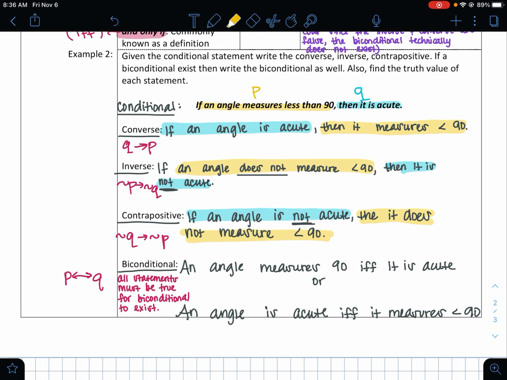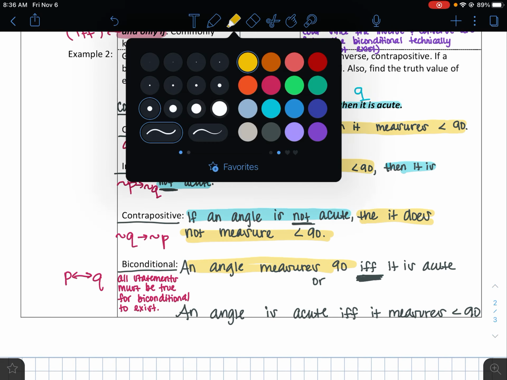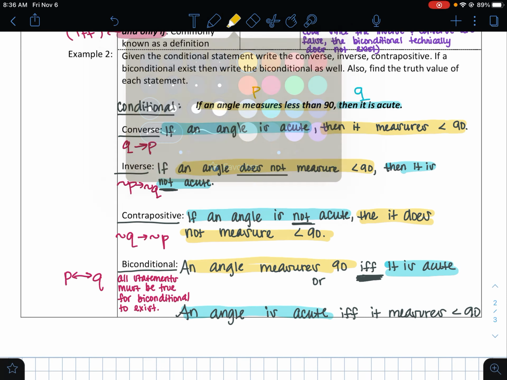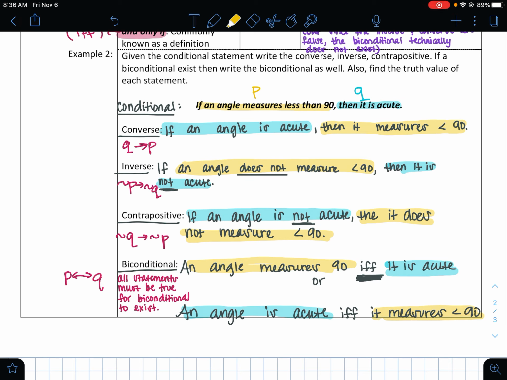All right, and then for the biconditional, an angle measures 90 degrees if and only if it is acute. And of course, you could also write it backwards. That's why the arrow goes both directions, because it's true in either direction. All statements must be true for the biconditional to exist. So let's see if that is the case. If an angle is acute, then it measures less than 90 degrees. That is true. If an angle does not measure less than 90 degrees, then it is not acute. That's also true.